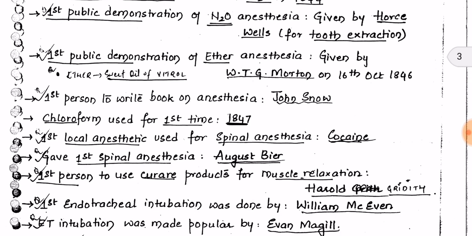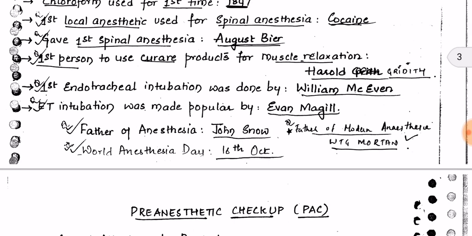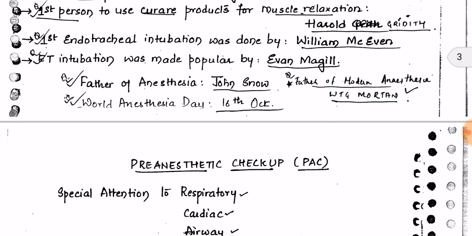One more point about John Snow. He was the first person to write a book on anesthesia, right? I know it was a poor joke, but still. The father of anesthesia is John Snow, and the father of modern anesthesia is W.T.G. Morton. And one important point to note is that World Anesthesia Day is celebrated on 16th of October.